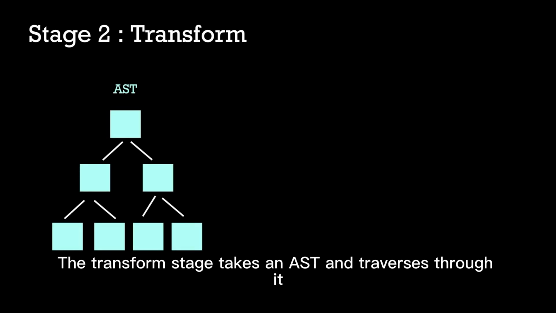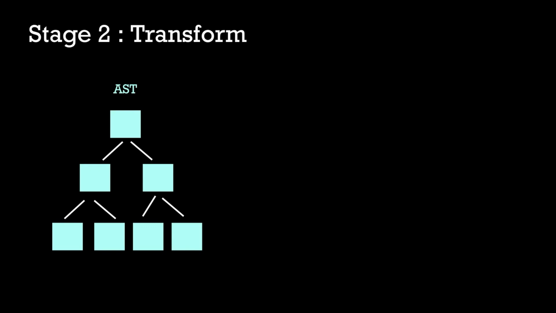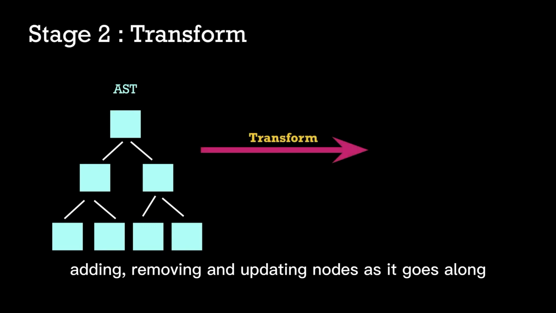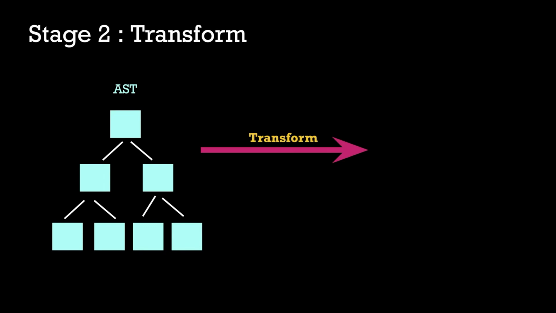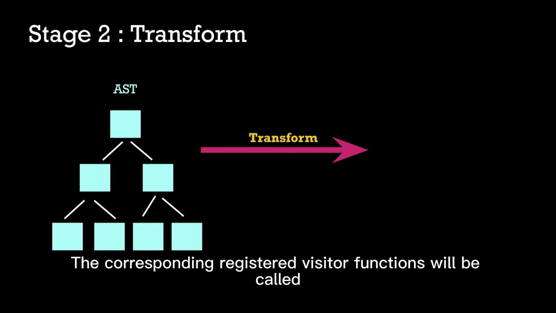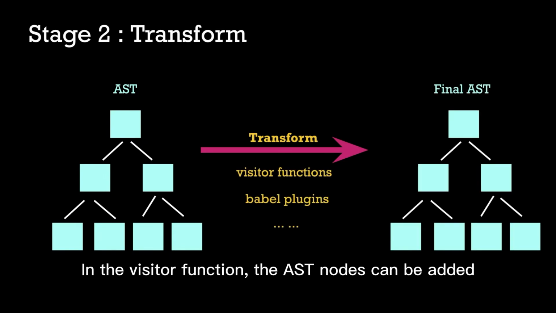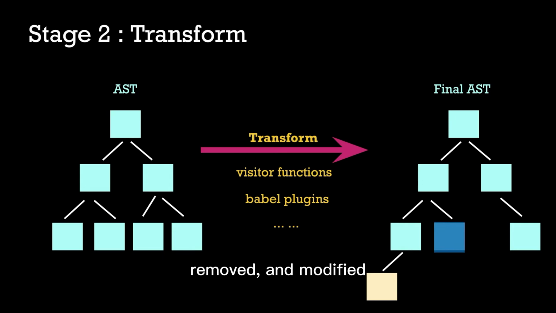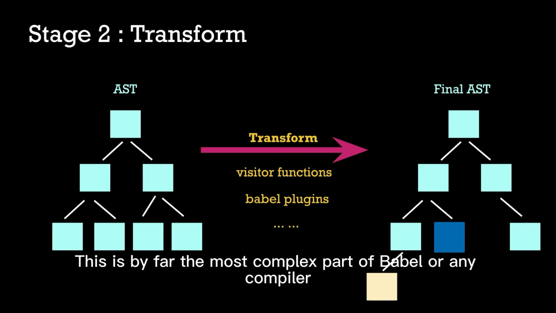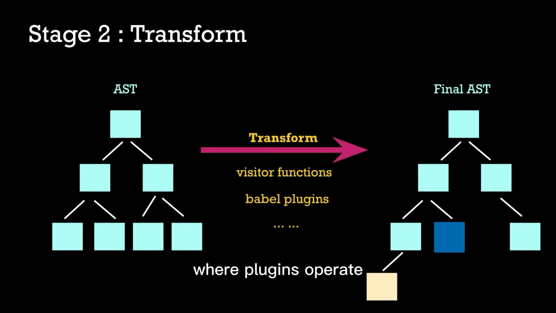So this is for the first stage. And stage 2, transform. The transform stage takes an AST and traverses through it, adding, removing, and updating nodes as it goes along. The corresponding registered visitor functions will be called. In the visitor function, the AST node can be added, removed, and modified, and the new AST node will be returned. This is by far the most complex part of Babel or any compiler, and where the plugin operates. The last stage, generate.